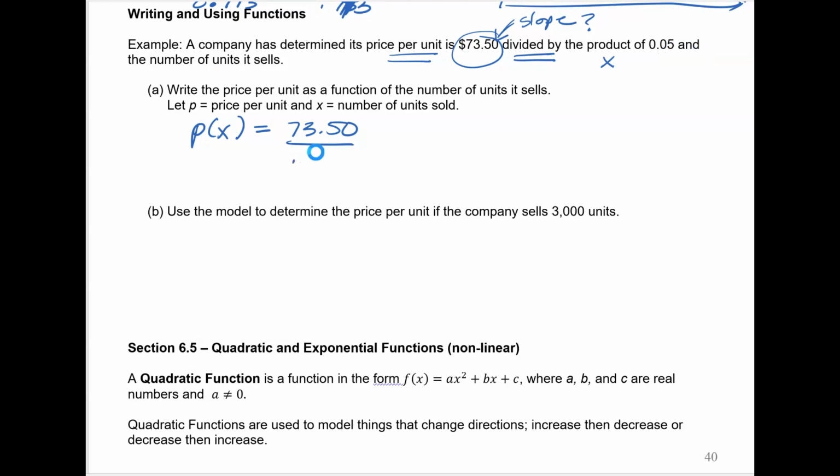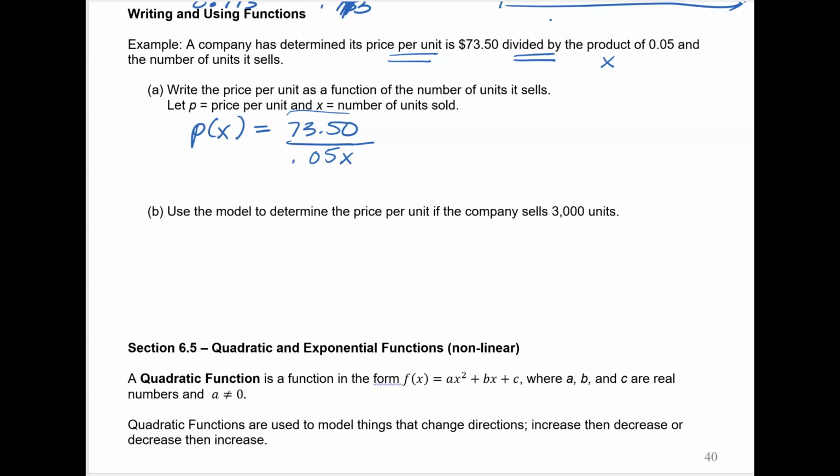0.05 and the number it sells. And so that's the equation. And so in this case, the 73.50 itself, that actually isn't just the slope, the part in front of x. The x is on the bottom, so this actually wouldn't even be linear here, but this would be our equation. So we would leave it like that.